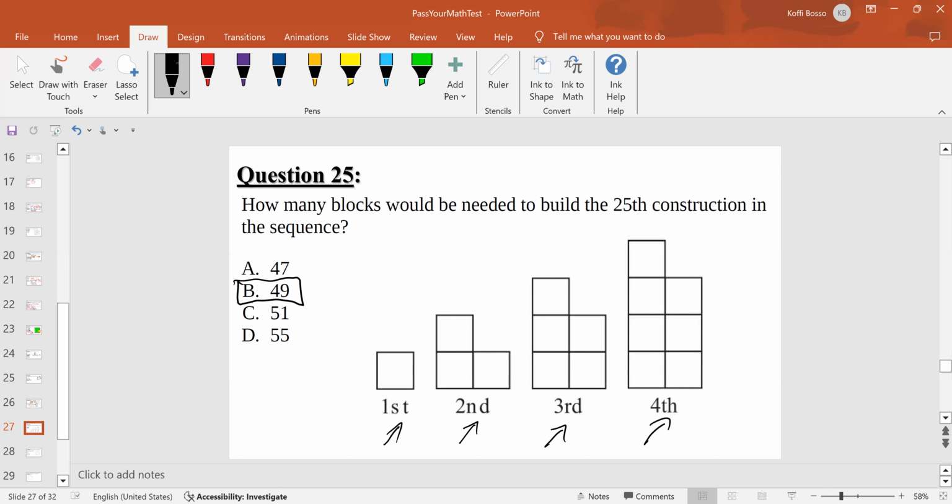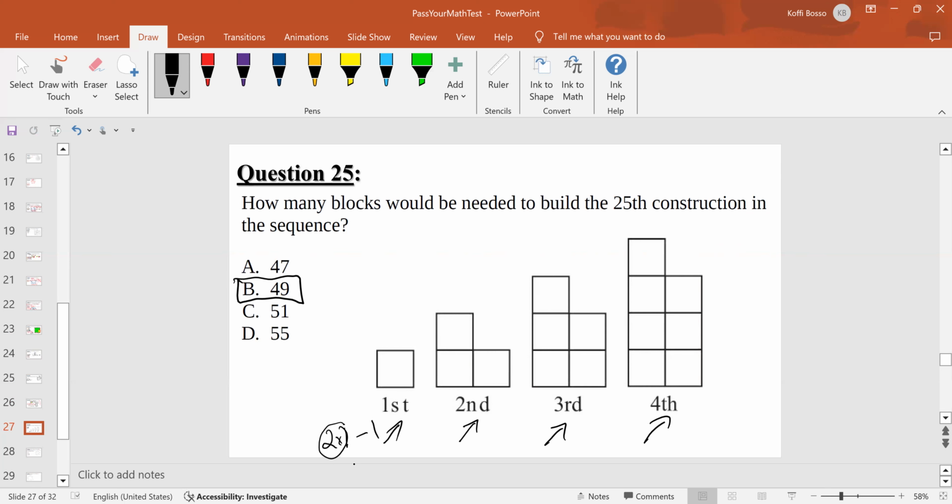The first position, we do 2 times 1 minus 1. So 2 times 1 is 2, 2 minus 1 is 1. Here, 2 times 2 is 4, and 4 minus 1 gives you 3. Here, 2 times 3 is 6, 6 minus 1 is 5. So 2 times the number of the position. So 2 times 4 is 8, and 8 minus 1 gives you 7.